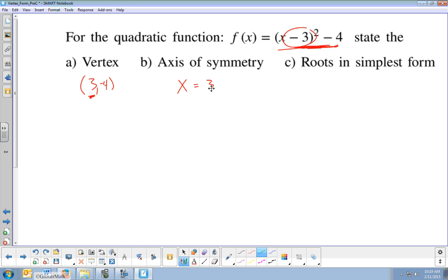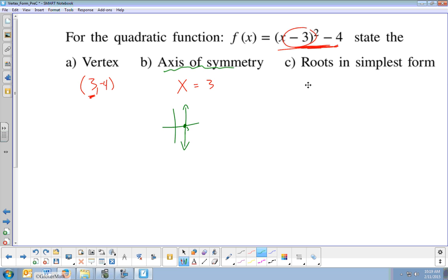A lot of people, when the question's given, what's the axis of symmetry, they say 3. 3 is a number. x equals 3 is a vertical line on the graph crossing at 3. Like this is the point 3 on the x-axis, and this is the line x equals 3. So make sure you have the x equals in front of it, otherwise it's not really valid.